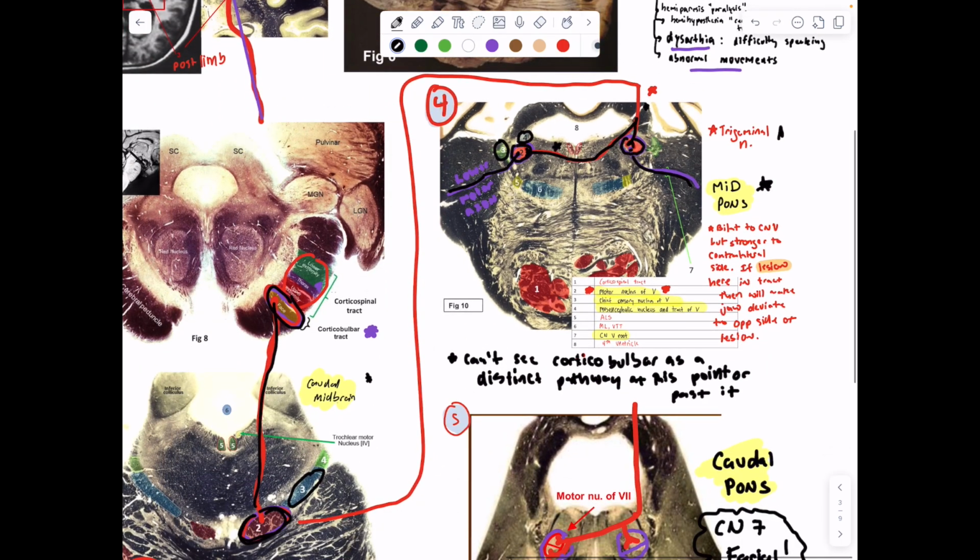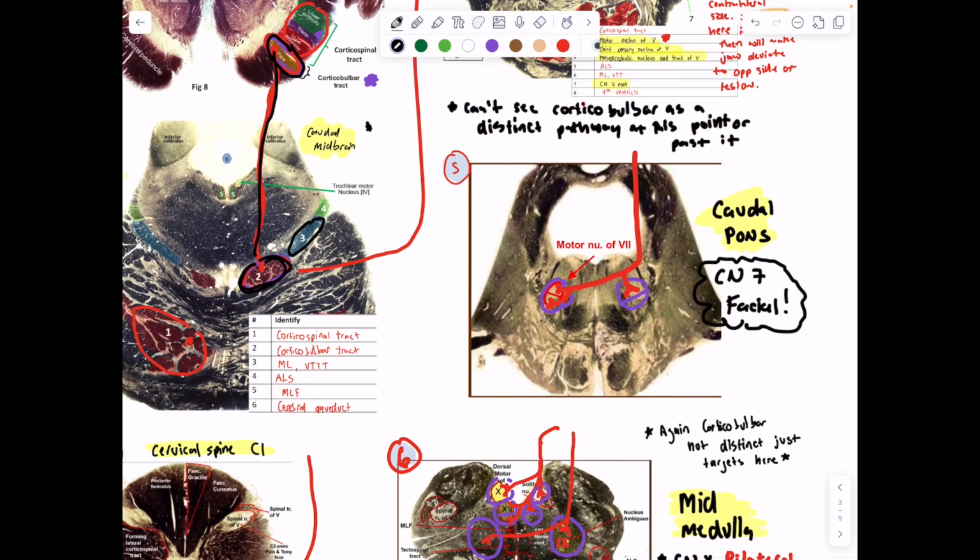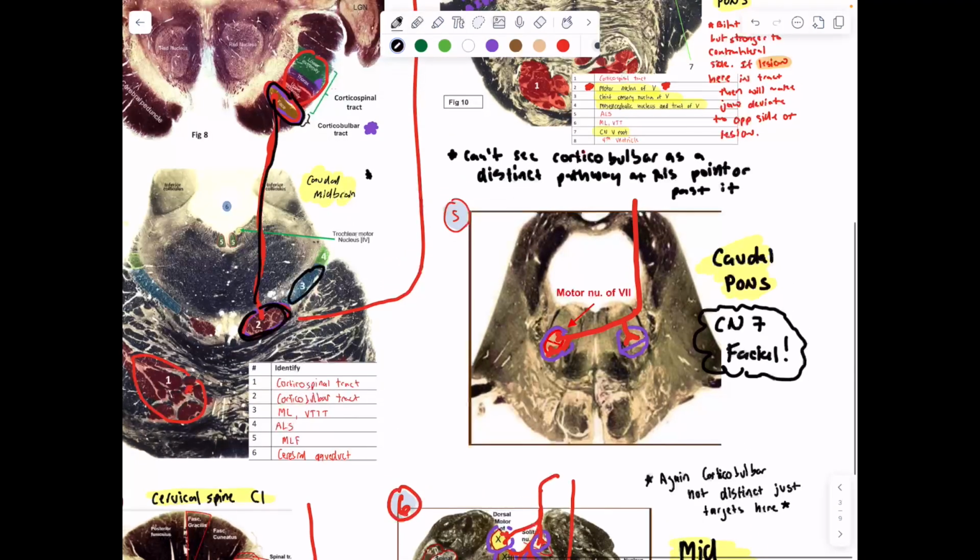But again, bilateral. Everything is bilateral except for the lower face, and you have stronger contralateral for jaw and tongue, right? 5 and 12. All right, so then moving on to caudal pons, we have the facial nucleus of 7, right? And you said this is the one exception.